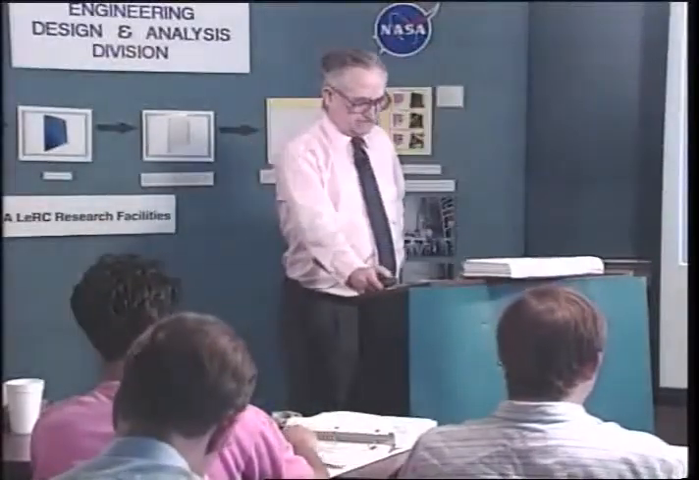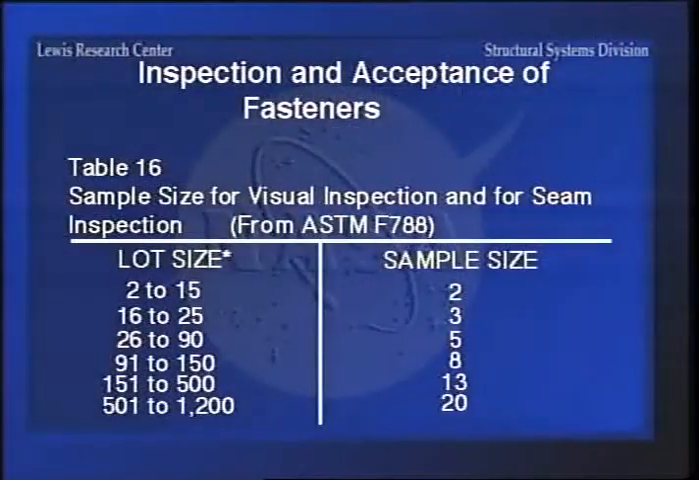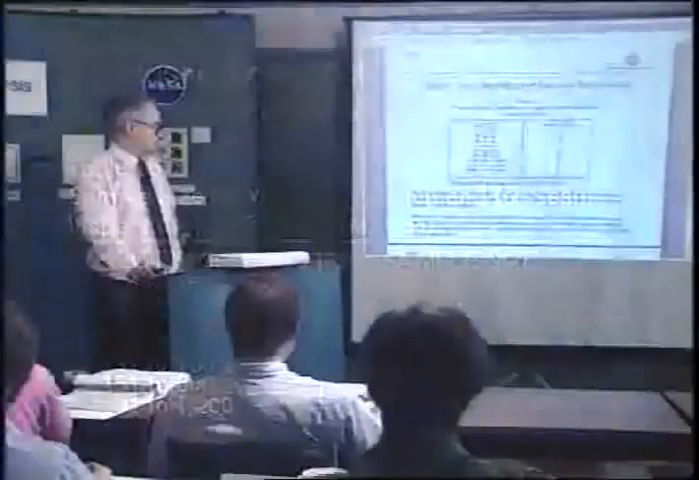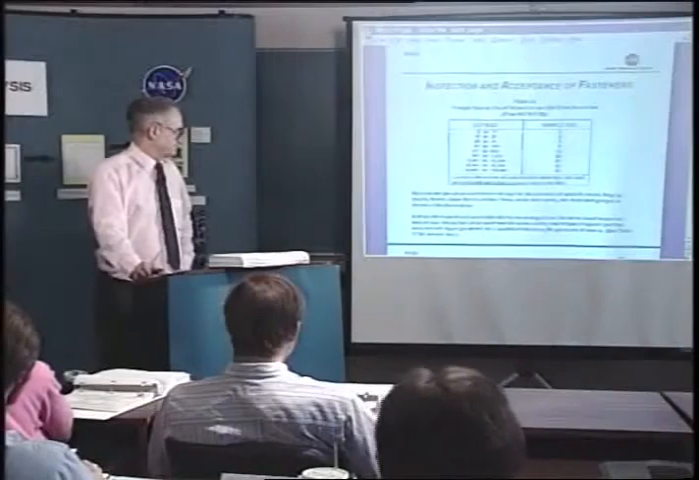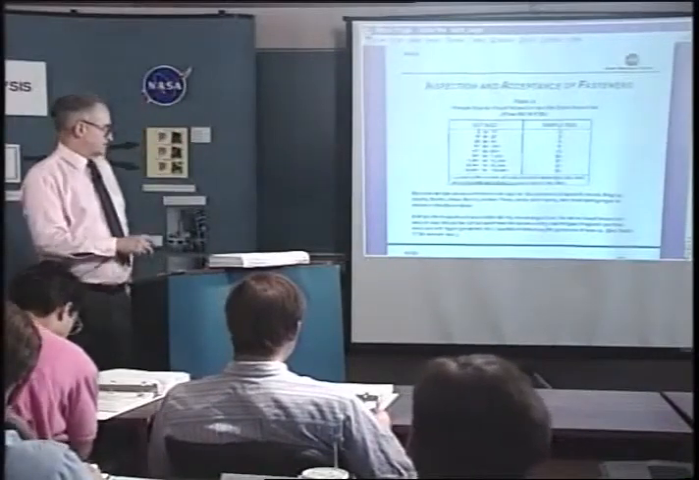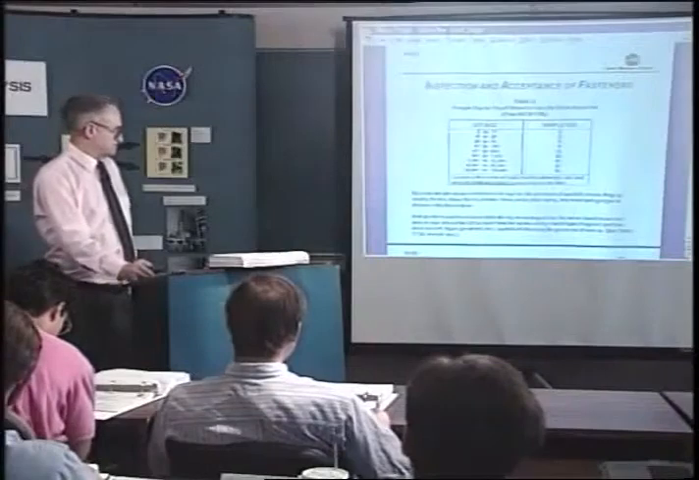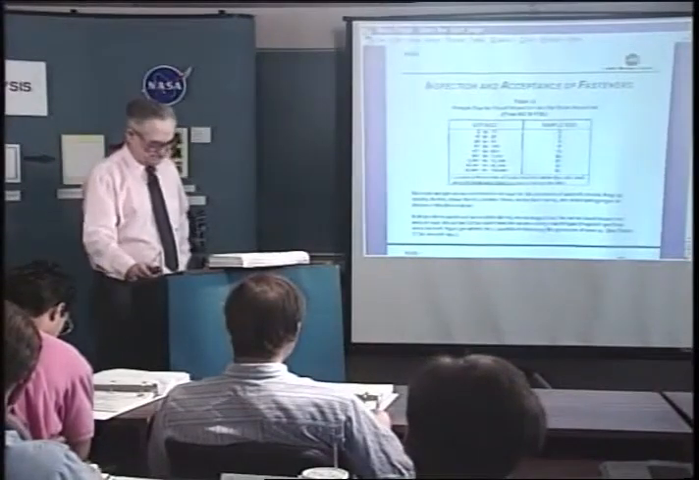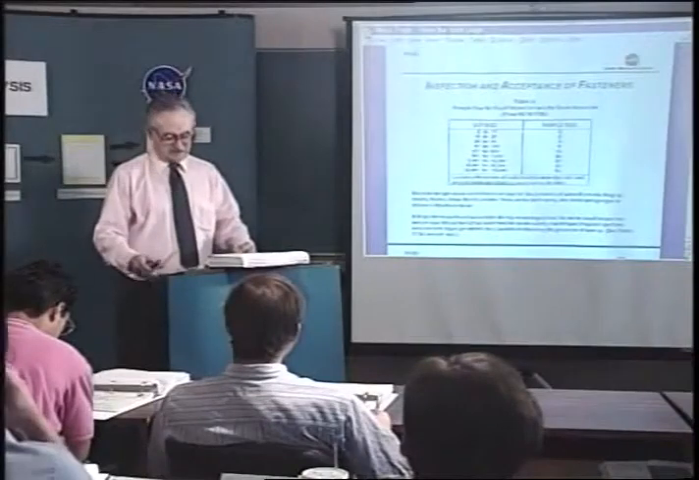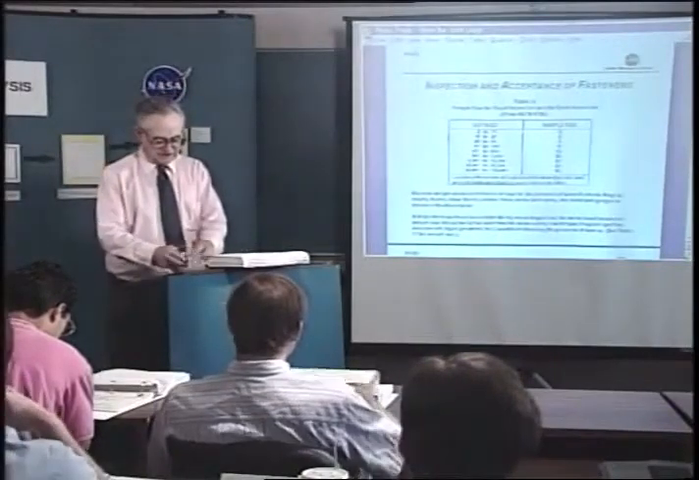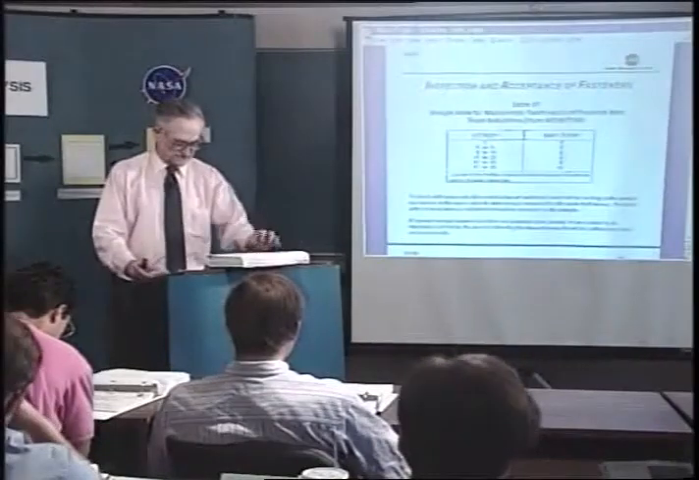Here is one from ASTM F788, which shows you the sample size that you should take for a given lot size. And you check it for all of these different tests that you want to run. And once again, the amount of testing that you do depends on the criticality of the design. So if you find that they're okay, you can proceed and accept the quantity of fasteners that you have. If you find problems, then you could go ahead and insist on more testing to verify that it's not as serious as it appears on the surface.